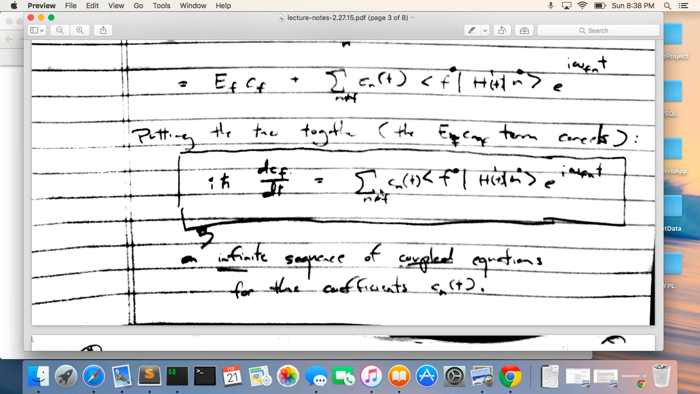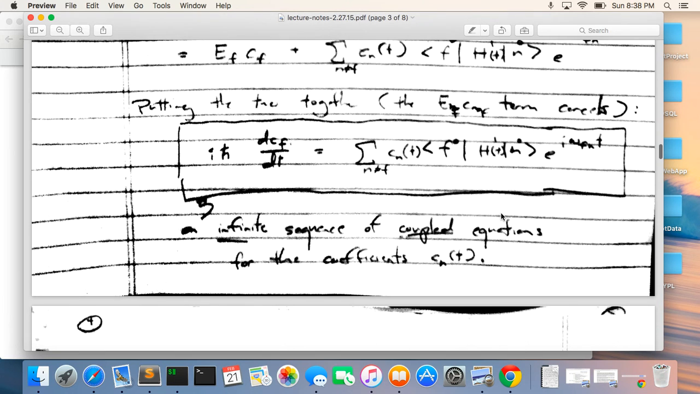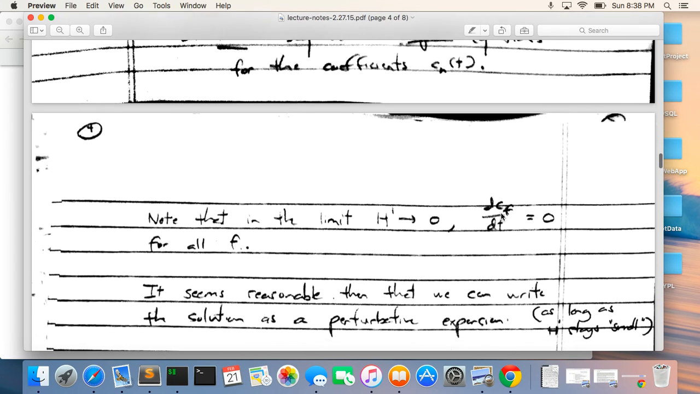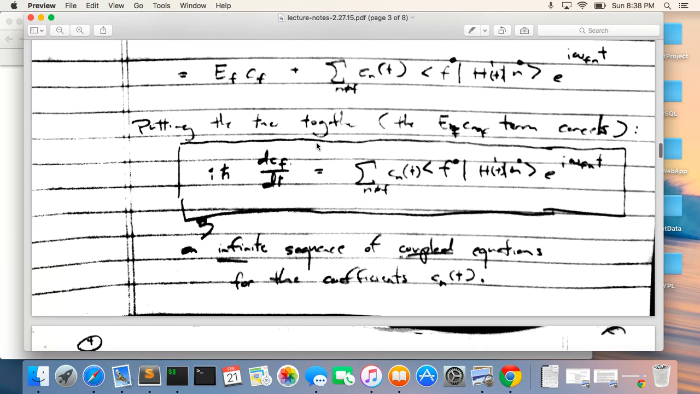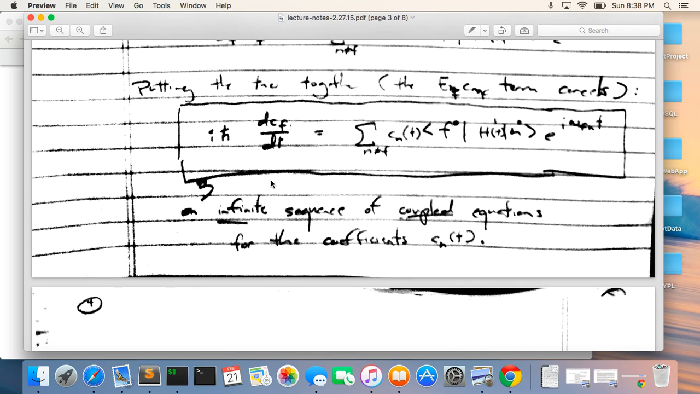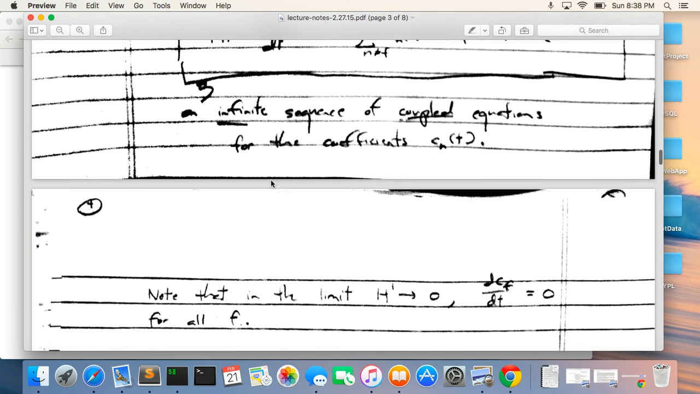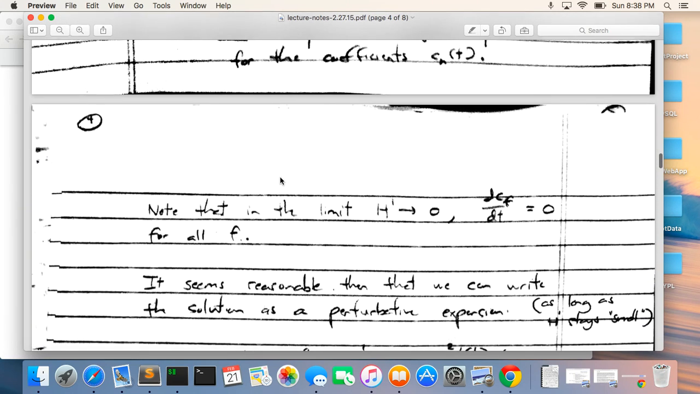So in general, there's an infinite sequence of coupled equations, okay? So that means that the ith coefficient is going to depend on the jth and the kth coefficients, okay? So that's a tough situation to deal with. It's difficult to solve. Ideally, we would like to solve for these coefficients exactly, but the fact that they're coupled equations and there's an infinite number of them makes the problem hard, to say the least.